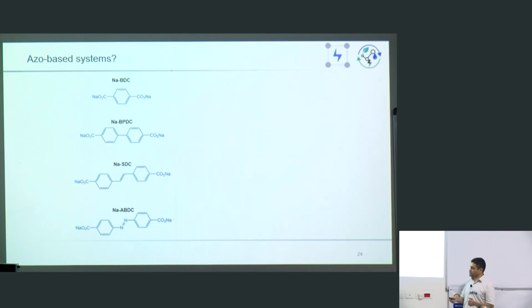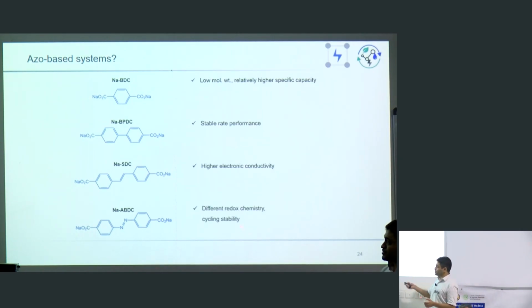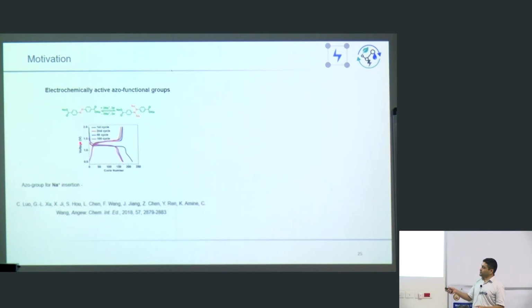There are no surprises there. But there is one molecule in the literature that looks fairly similar to stilbene, which is this azobenzene dicarboxylate. It's of interest because it's got different redox chemistries, different cycling stabilities, it's different to the other molecules, but more importantly, it's got a voltage that is very different to the other molecules.